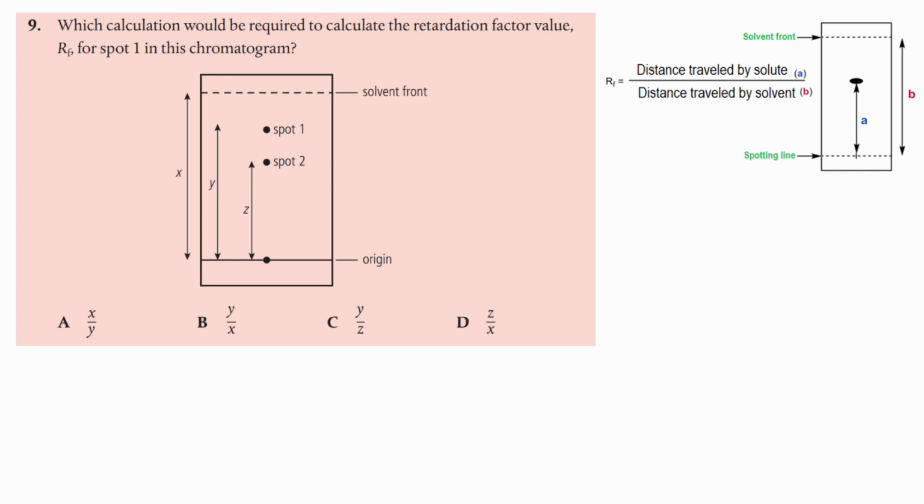Number 9 says which calculation would be required to calculate the retardation factor value for spot 1 in this chromatogram. So the RF formula is over here on the right. In the numerator, you have the distance traveled by the solute. So in this case, we're looking for spot 1, so that would be Y in the numerator. And then the denominator is the distance traveled by the solvent, or the solvent front. In this case that would be X. So your answer would be Y divided by X, which is B.